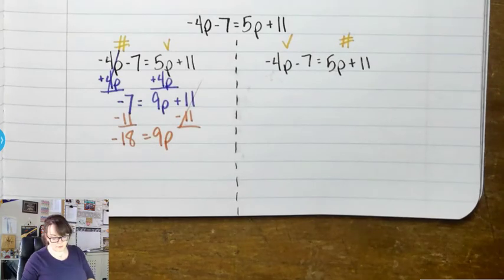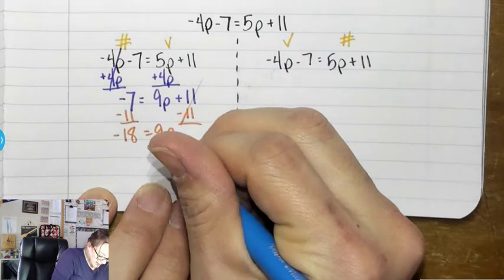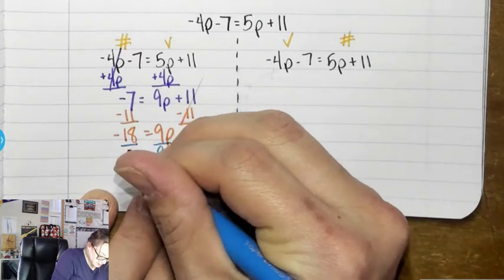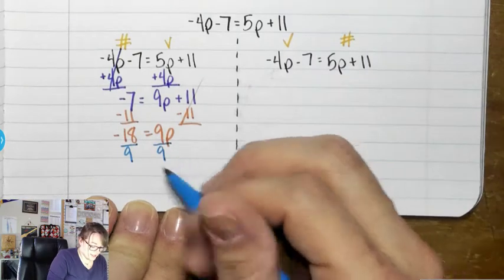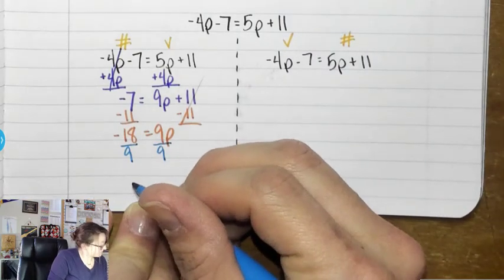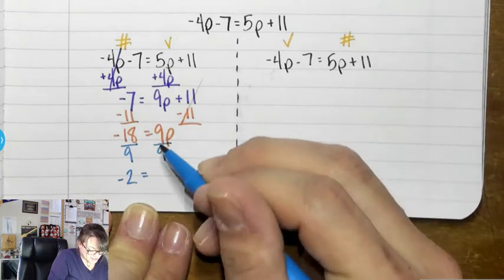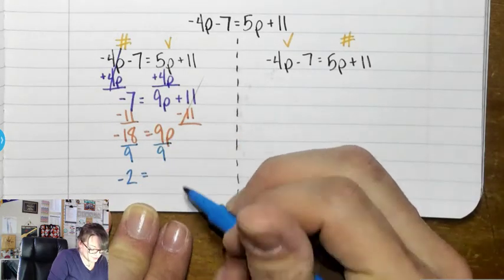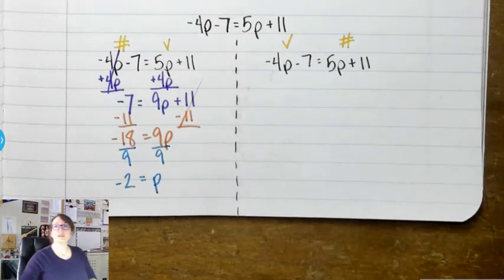What's the opposite of multiplying by 9? Divide. So I'm going to divide both sides by 9. What's negative 18 divided by 9? Negative 2. And what's 9 divided by 9? So this is 1p or just p.